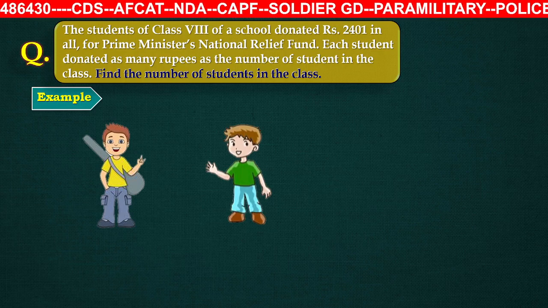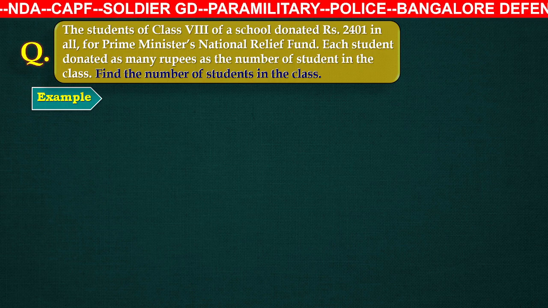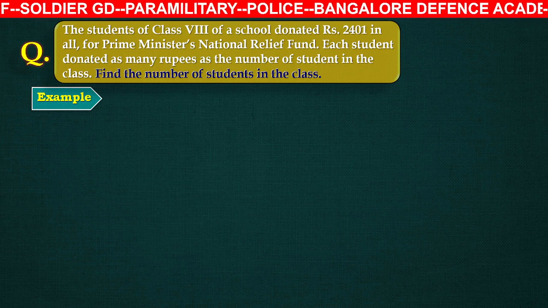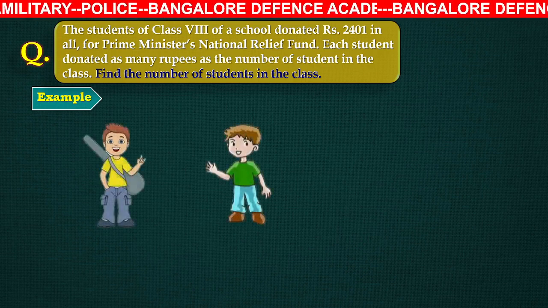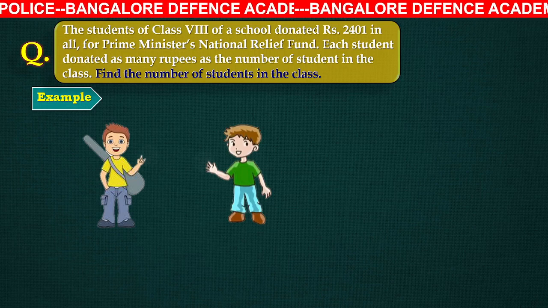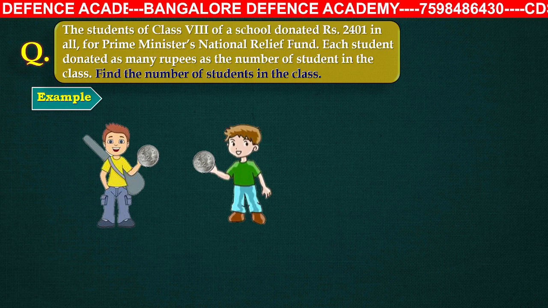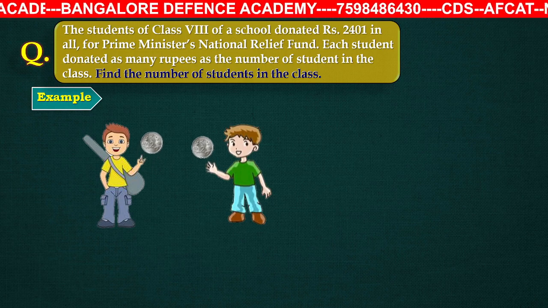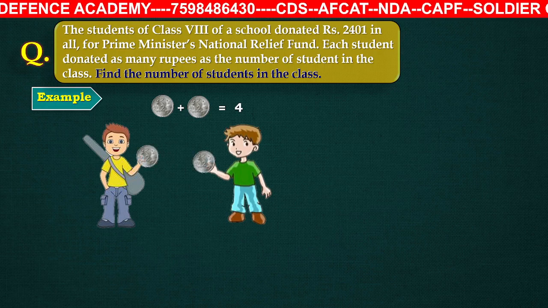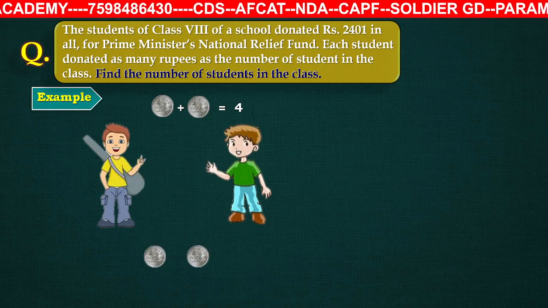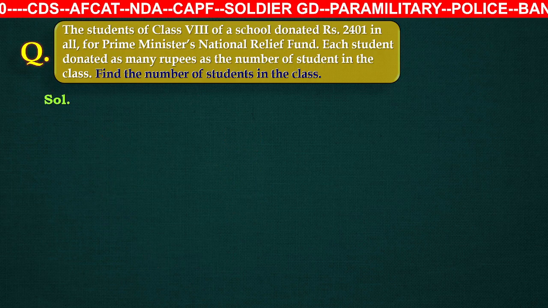Imagine I have two students. The question says that the students in class 8 have donated as much money as the number of students. So it's like a square kind of question. Since there are two students, each one of them is contributing 2 rupees. If I add 2 plus 2, it gives me 4. On the other side, if I take 2 rupees from each candidate and multiply, I get 4. So can I say it's a square, right?